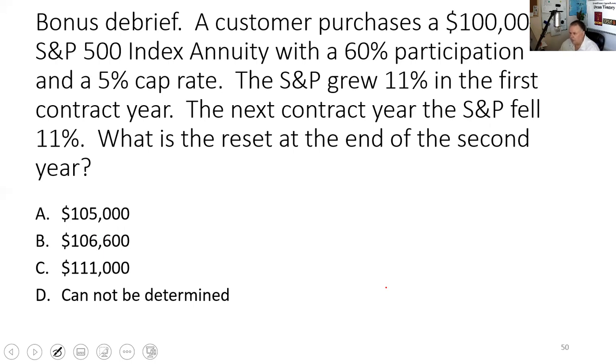Anyways, here we go. A customer purchases a $100,000 S&P 500 index with a 60% participation rate and a 5% cap rate. What does that mean in English? That means that the insurance company is going to credit you for 60% of the S&P, but in no circumstance are they going to credit you for more than 5%. So the first thing I'm going to do is take the 100,000 times the 11%, and we find out that would be 11,000.